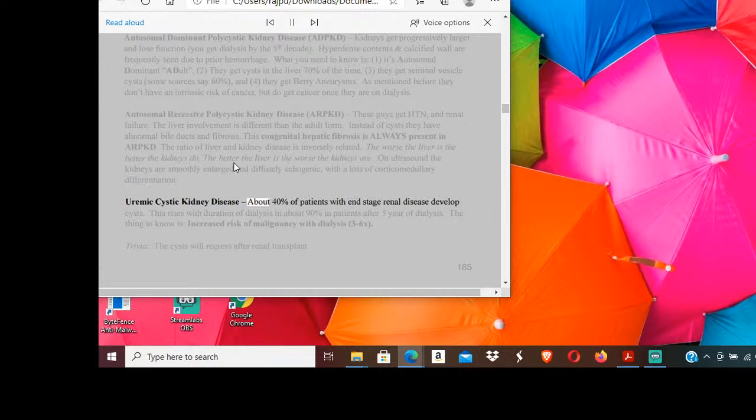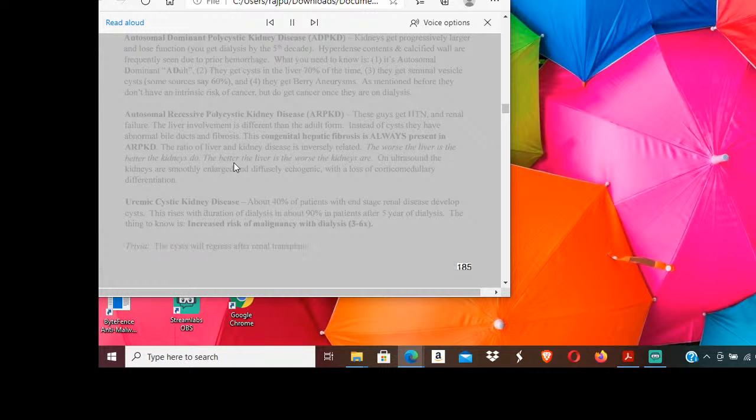Uremic cystic kidney disease: about 40% of patients with end-stage renal disease develop cysts. This rises with duration of dialysis, to about 90% of patients after 5 years of dialysis. The thing to know is an increased risk of malignancy with dialysis, 3-6x. Trivia: the cysts will regress after renal transplant.